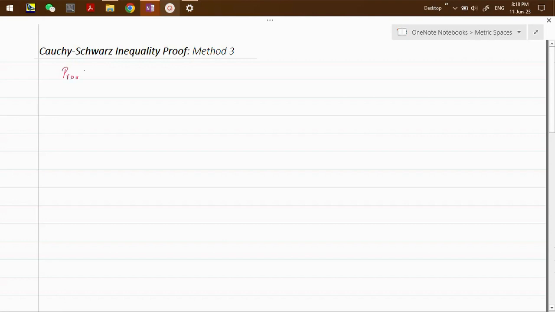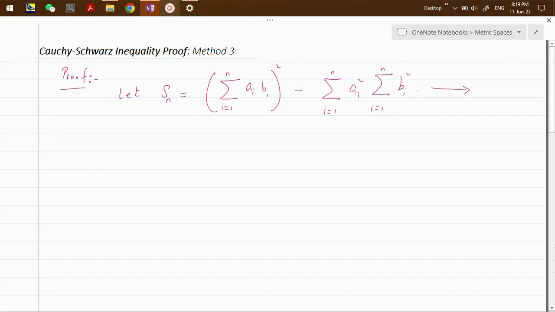Proof: let Sn is equal to summation i from 1 to n ai bi whole square minus summation i from 1 to n ai square into summation i from 1 to n bi square. We name it as 1.